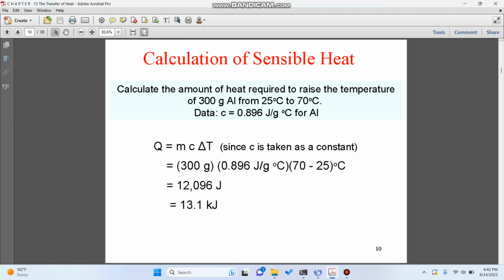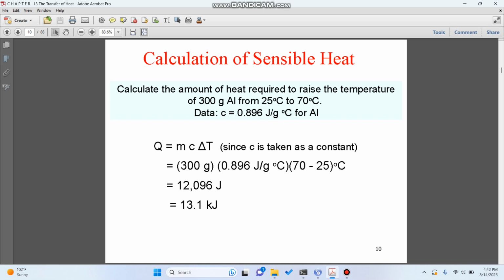Friends, coming back, this is the second lecture from the series on heat transfer. In the last lecture, we stopped at this problem. It's a simple problem where the amount of heat required is asked: the heat required to raise the temperature of 300 gram aluminium from 25 degrees Celsius to 70 degrees Celsius.